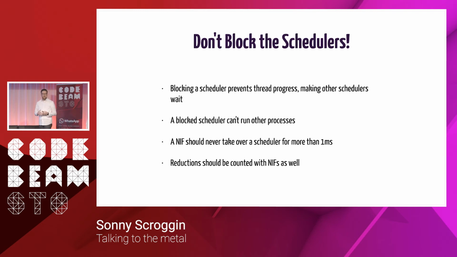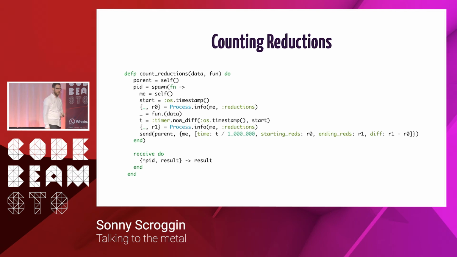Reduction counts also are not being taken into consideration when you're running a NIF in some cases. So you should also write NIFs that are well-behaved and also consume reductions. With that, we can progress a little and figure out how to improve on this. This is a little function that allows us to count reductions. The details are not all that important. We just ask the process, hey, what are your reduction counts before and then after running?